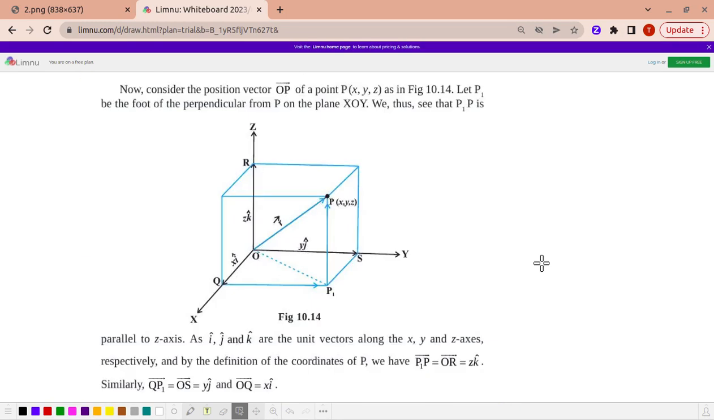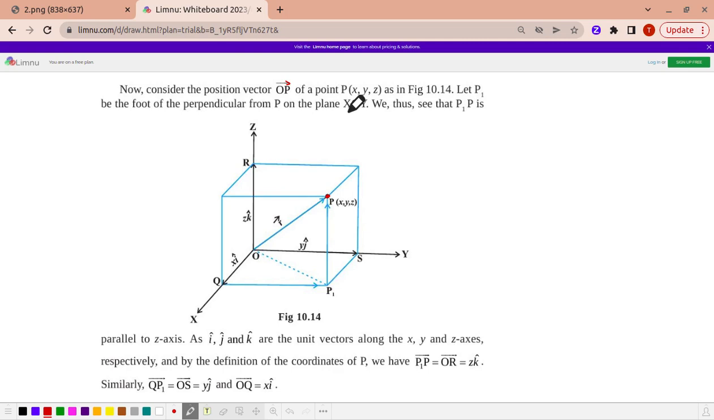Okay, now let us consider a point P having its coordinates x, y, z in this three-dimensional coordinate system. So now OP is the position vector, correct? Now we are going to find what that vector OP is.